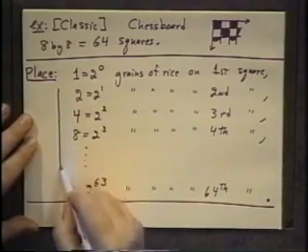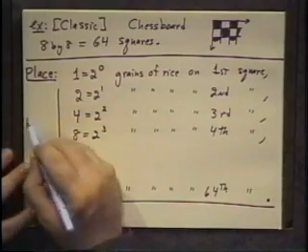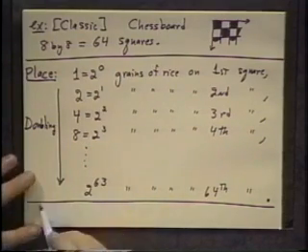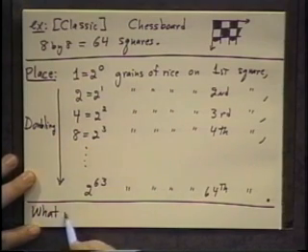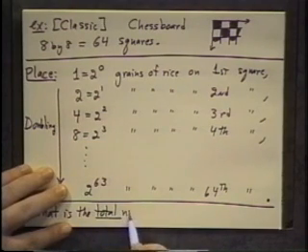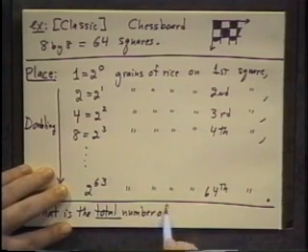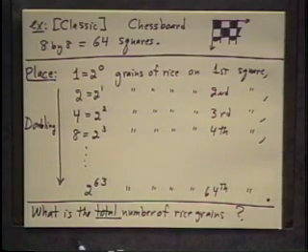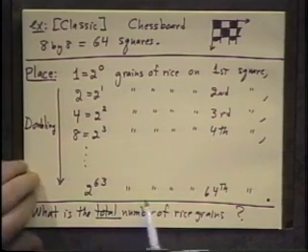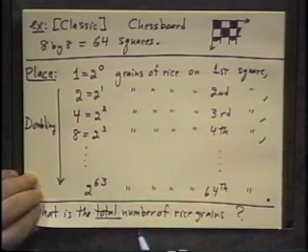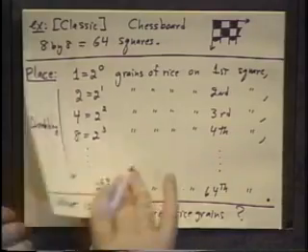And you notice the process that takes us from stage to stage is doubling. That's what the multiplication by 2 is. And the question then is, what is the total number of rice grains? Okay, when we're done with all of this, what's the total number of rice grains? So we can decide whether the king would be happy or upset about having to fill up the checkerboard with a set of rice grains like this.